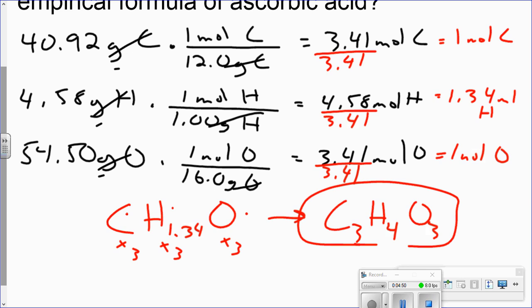I'm not going to do another problem because they all work the same. The first thing you do is convert your mass to moles. The second thing you do is divide by the lowest set of moles. The third thing you do is write the formula based off of the lowest whole number ratio. In this case, I had to multiply everything by 3 to resolve that 1 1/3. If it was 1 1/4, you would multiply everything by 4. If it was 1 1/2, you would multiply everything by 2. So keep it simple. Let me know if you have any questions.